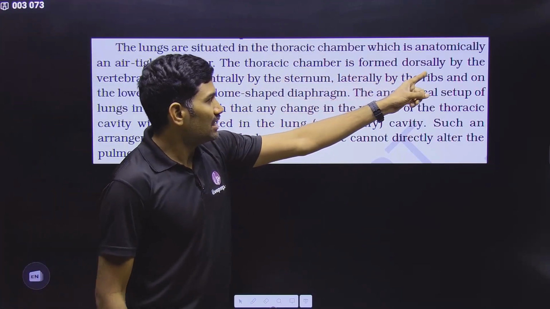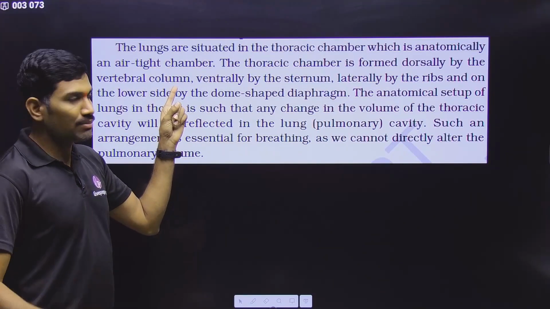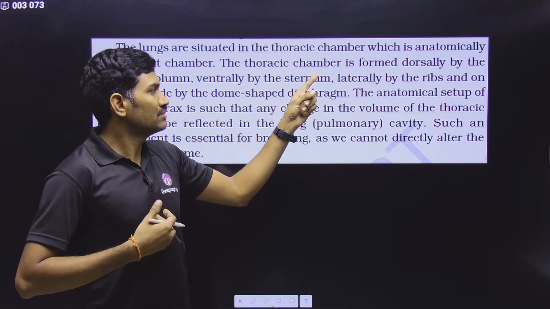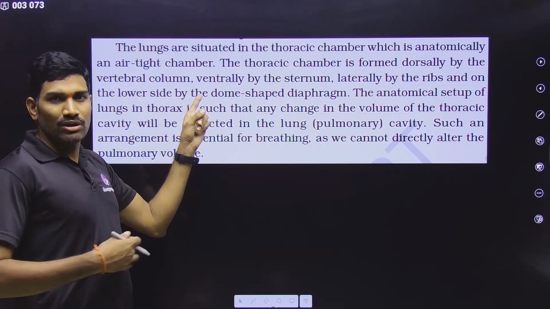The thoracic chamber is formed. How is it formed? Dorsally by the vertebral column, vertebrae are present. Ventrally by the sternum, laterally by ribs. And on the lower side, what?